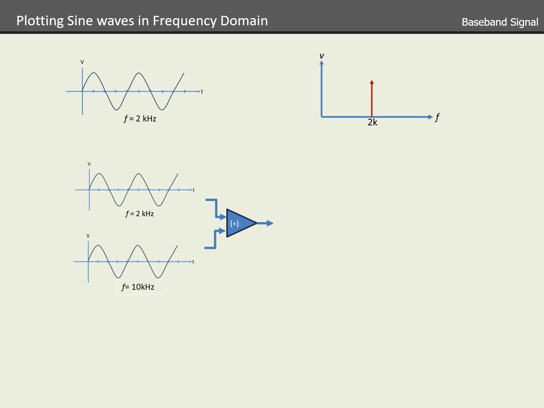In the second example, the system adds two sine waves of 2 kHz and 10 kHz together. To plot the resulting signal in the frequency domain, we draw two vertical lines on the x-axis, the lower frequency on the left and the higher frequency on the right. Likewise, the height of the lines is the amplitude of the signals.